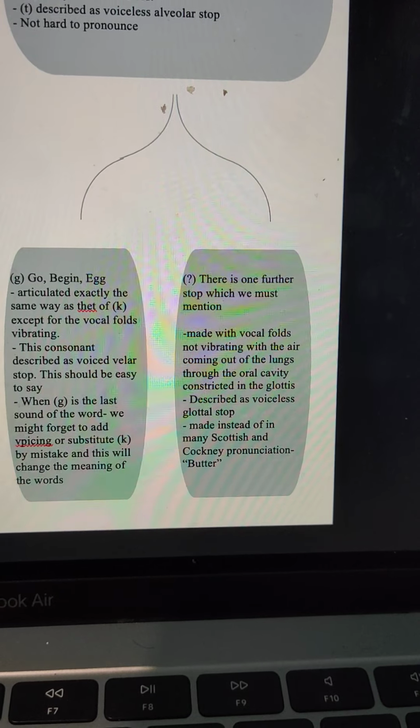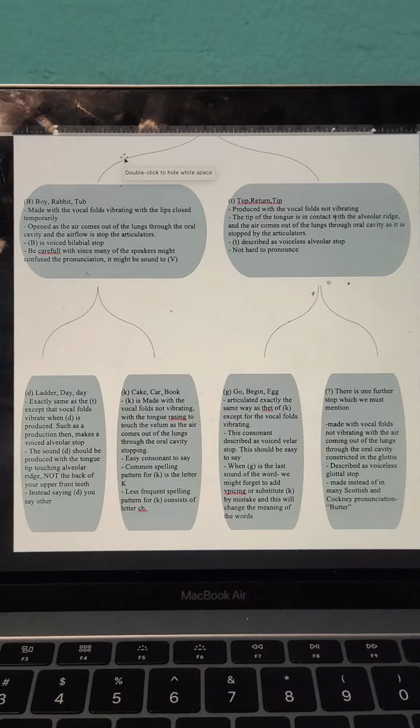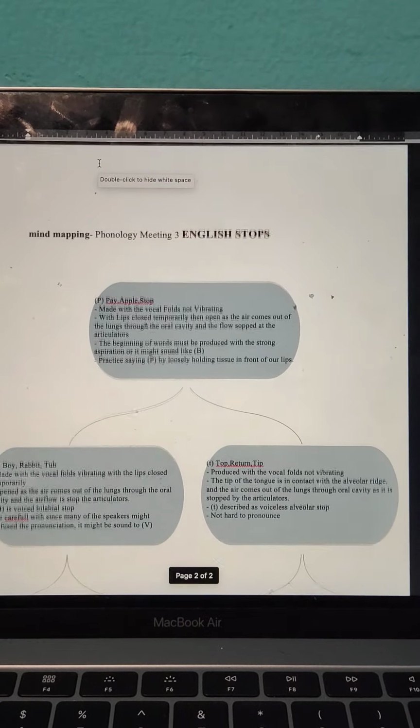Alright, so these are the 7 consonants for the English stops. I really hope that you guys can catch up and follow.